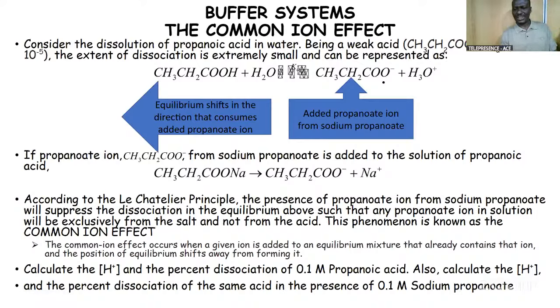So supposing we now add sodium hydroxide to this solution. Now, this is sodium propanoate. It will also dissociate to give you this. All right, so supposing we now add sodium hydroxide to this system, sodium hydroxide will react with the propanoate ion.